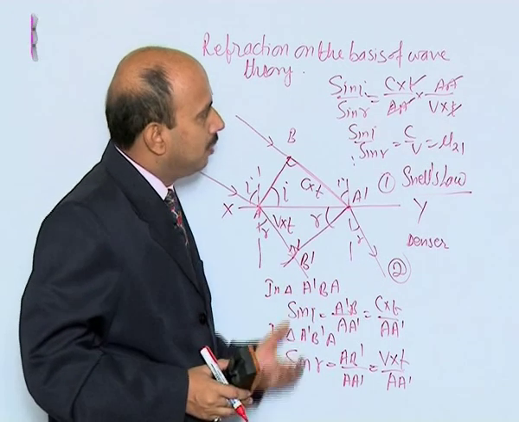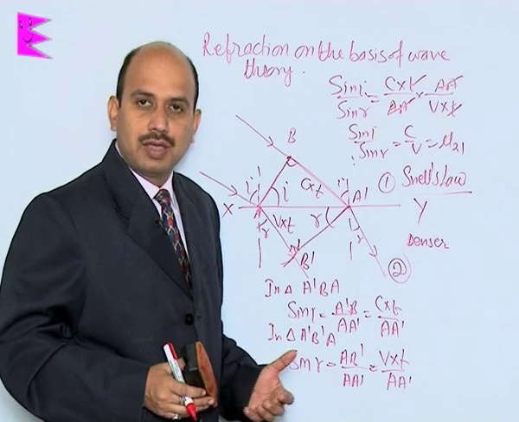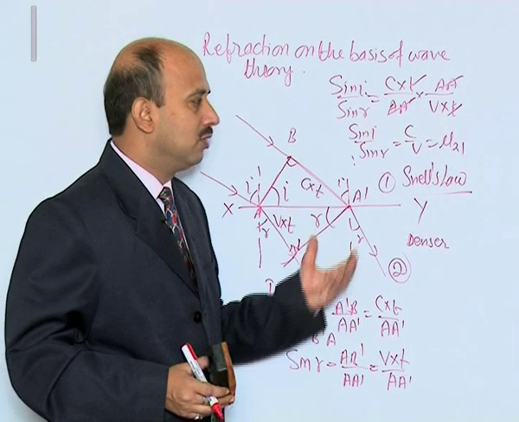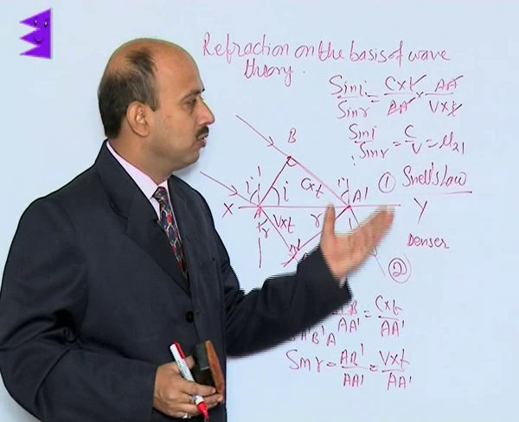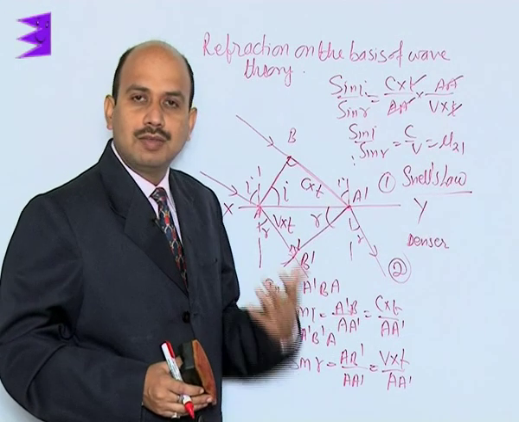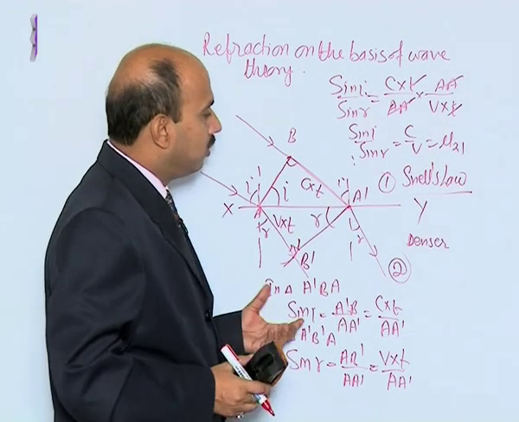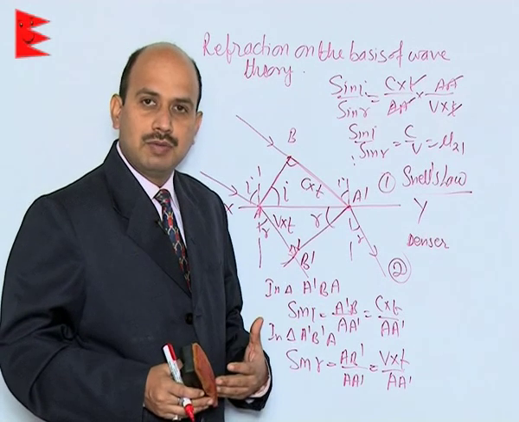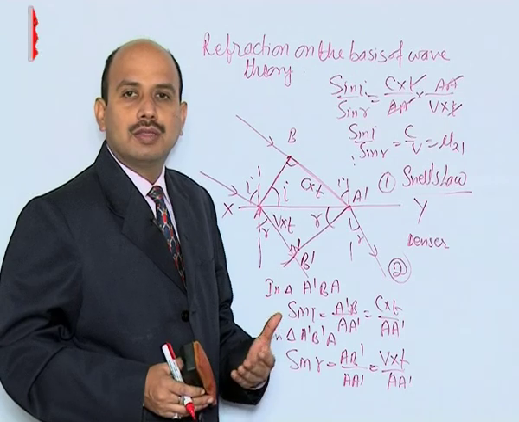So, this is the explanation of the refraction of light on the basis of the wave theory. The first law is this one, sin i upon sin r is equal to mu, that is the relative refractive index, and also the incident plane wavefront and refracted plane wavefront all lie in the same plane.